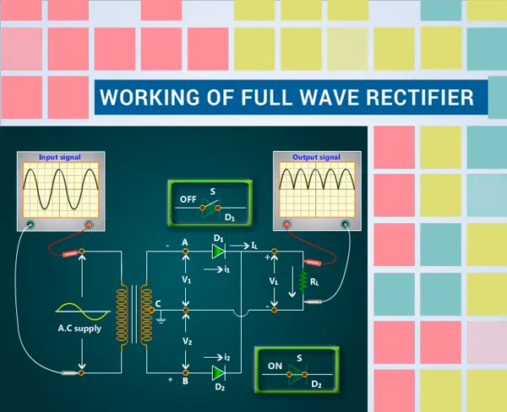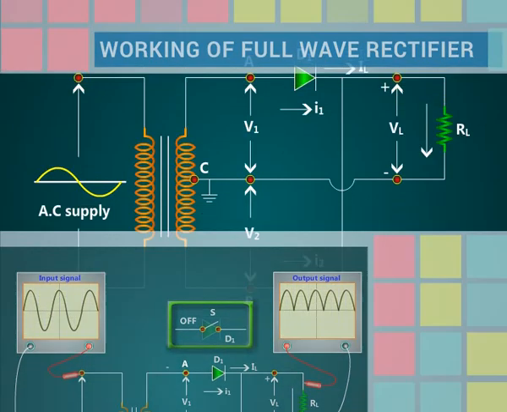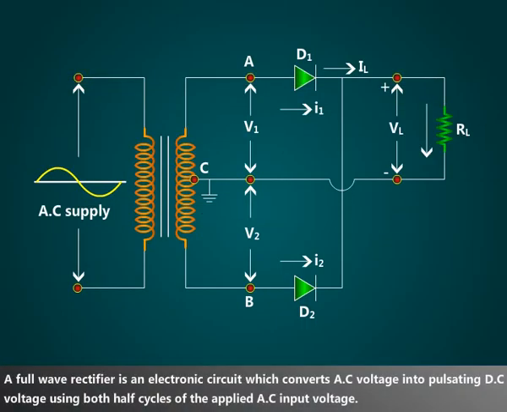Working of full wave rectifier. In this video, we are going to see about the working of full wave rectifier. A full wave rectifier is an electronic circuit which converts AC voltage into pulsating DC voltage using both half cycles of the applied AC input voltage.